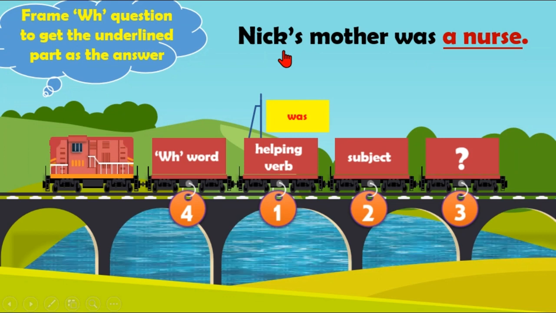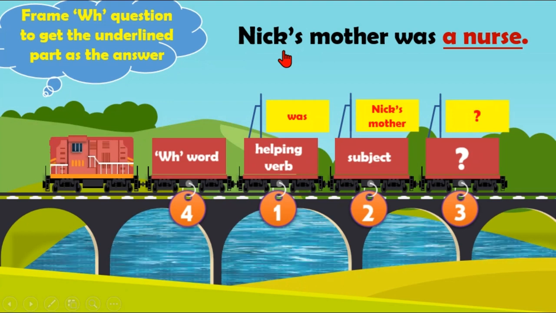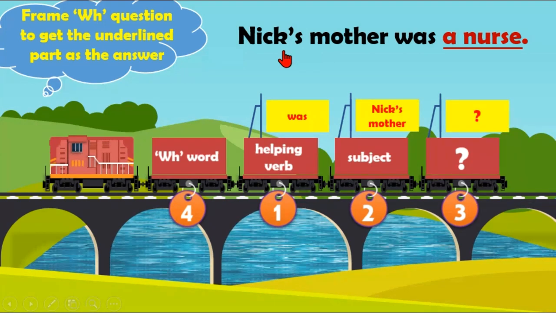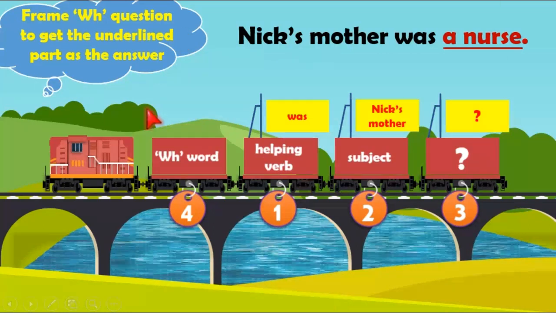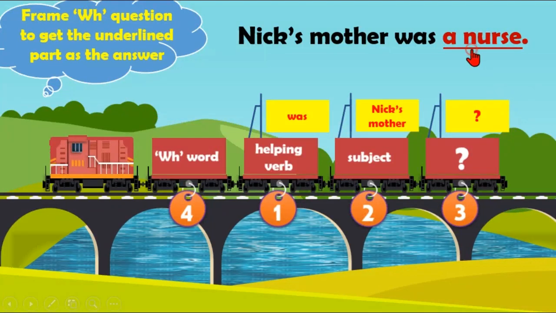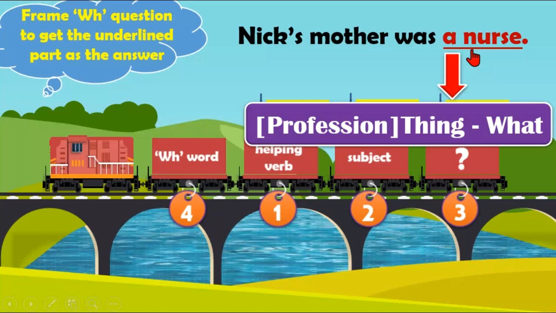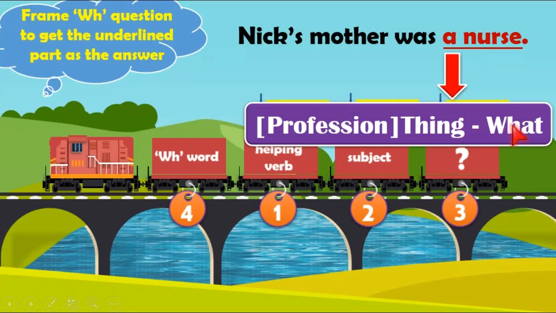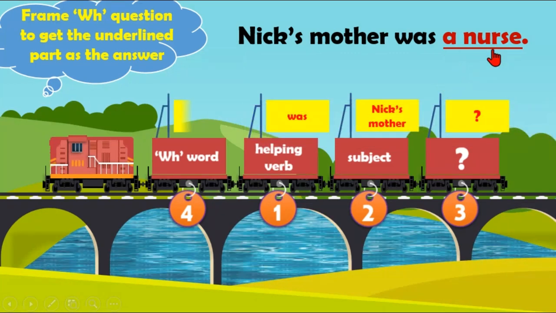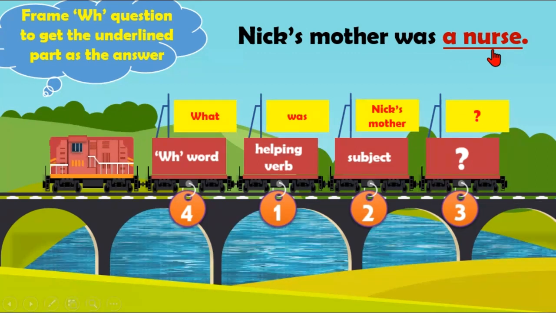Then the subject. What is the subject? Nick's mother. Then question mark. Now we got the yes or no question. Was Nick's mother? The next step, add WH word. What is the corresponding WH word? A nurse. A nurse, it is a profession. So we can conclude profession as a thing. So we can add here what? What was Nick's mother? Now we got the WH question.